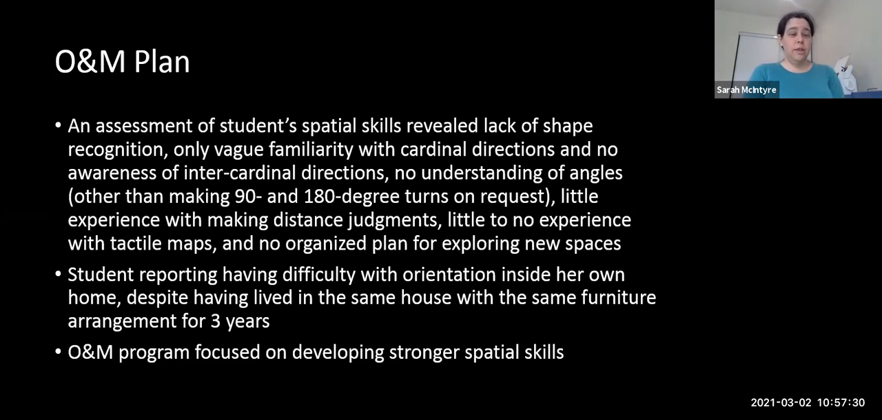So the most telling thing to me, she said that after she had moved into her house 3 years ago, they had never rearranged the furniture, and she was still getting lost in the house in her own bedroom. And so that was where we started. So her overall O&M program was to focus on developing stronger spatial skills. Next slide, please.